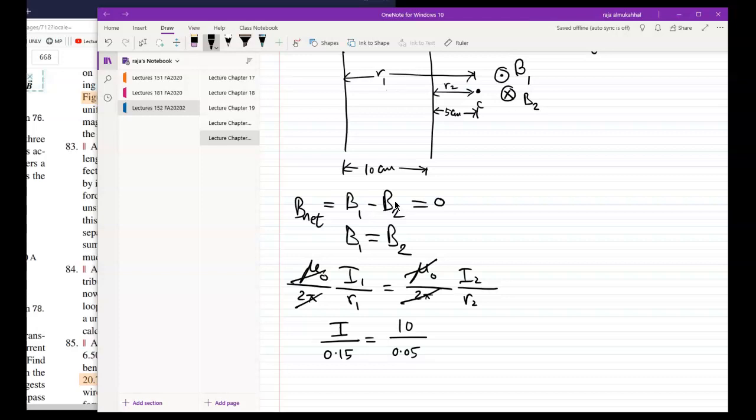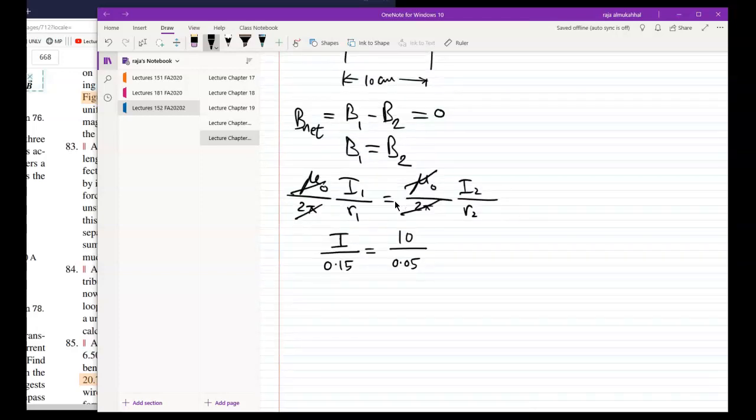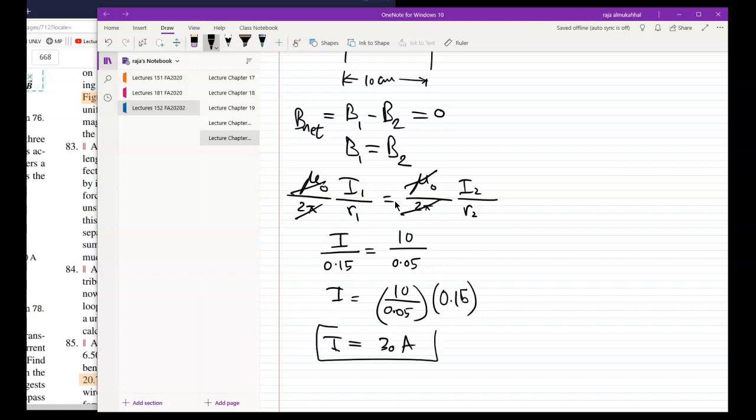And there we go. So therefore, I have just gotten the value of the current. So that's 10 over 0.05 times 0.15, and I can calculate that. So I have 10 divided by 0.05 times 0.15, and that's equal to 30. So it's 30 amp. You got that?